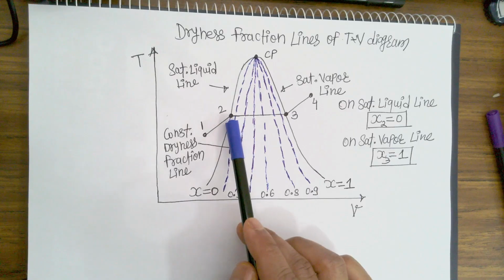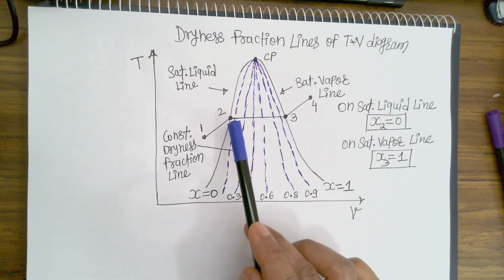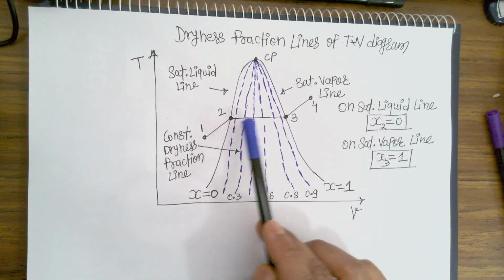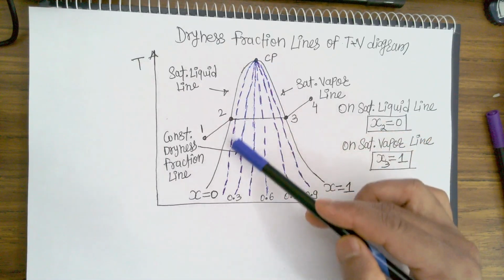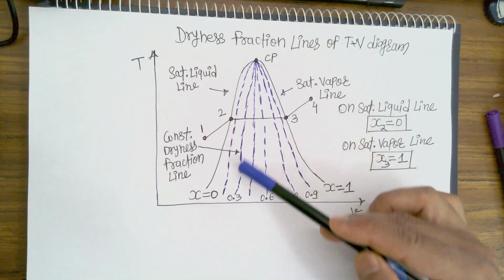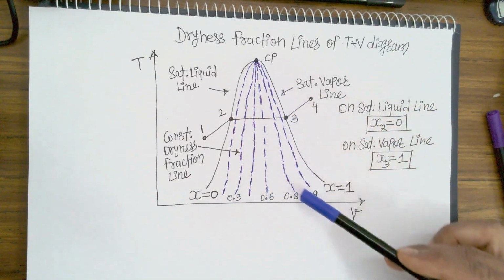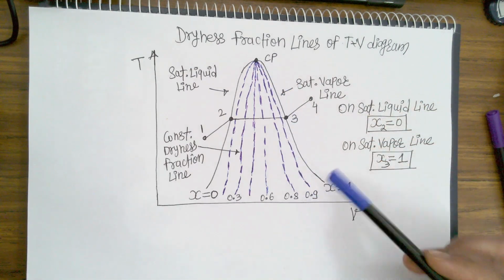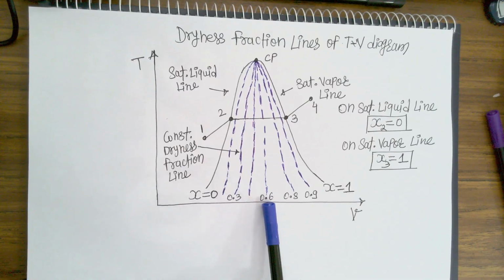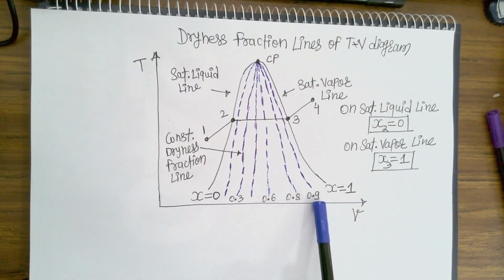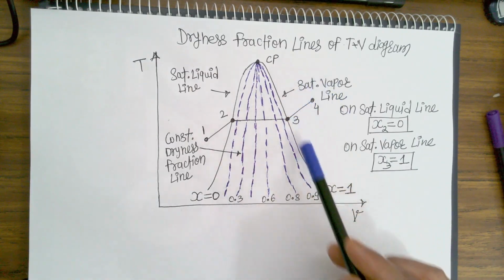So let's say at point 2 it is 0, but from point 2 to point 3 it changes from x equal to 0 to x equal to 1. So these are the constant dryness fraction lines which are represented here. So it is changing from 0 to 0.3 to 0.6 to 0.8, 0.9, and finally it becomes x equal to 1 at saturated vapor line.